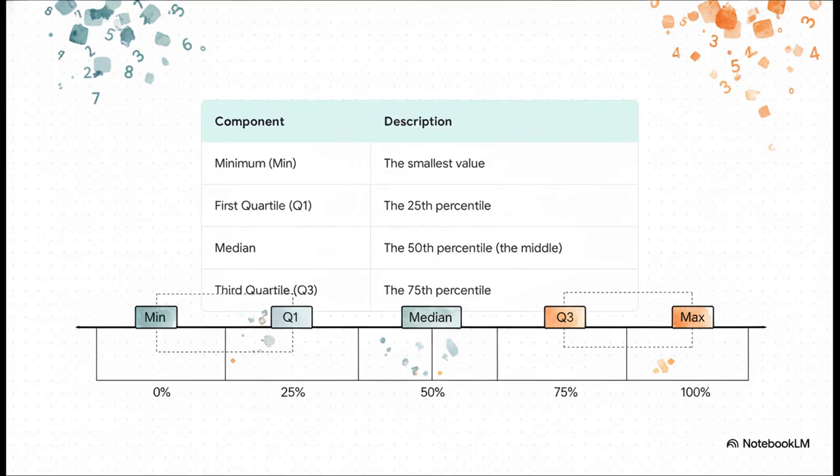So what are these 5 key numbers? Well, we've got the minimum, that's your lowest value, and the maximum, your highest. No surprise there. The median is the one smack dab in the middle. Then you have the first and third quartiles, which we call Q1 and Q3. Just think of Q1 as the point where 25% of the data is smaller, and Q3 as the point where 75% of the data is smaller. Together, these 5 numbers slice your data into 4 equal-sized chunks.